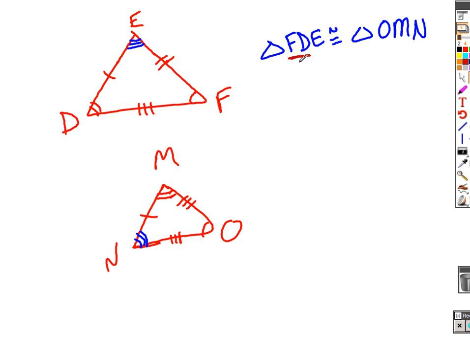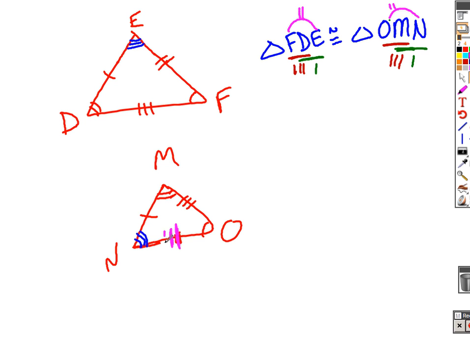Check the sides as well. Side FD had 3 markings. Side OM, when we look at it, also had 3 markings, so that one's good. If I look then at DE and MN, DE has 1 mark, and MN also has 1 mark. So those ones are good. And the last one would be to look at ON and FE. ON down here right now has 3 markings. It needs to have 2 markings for this to work, because FE has 2 markings.